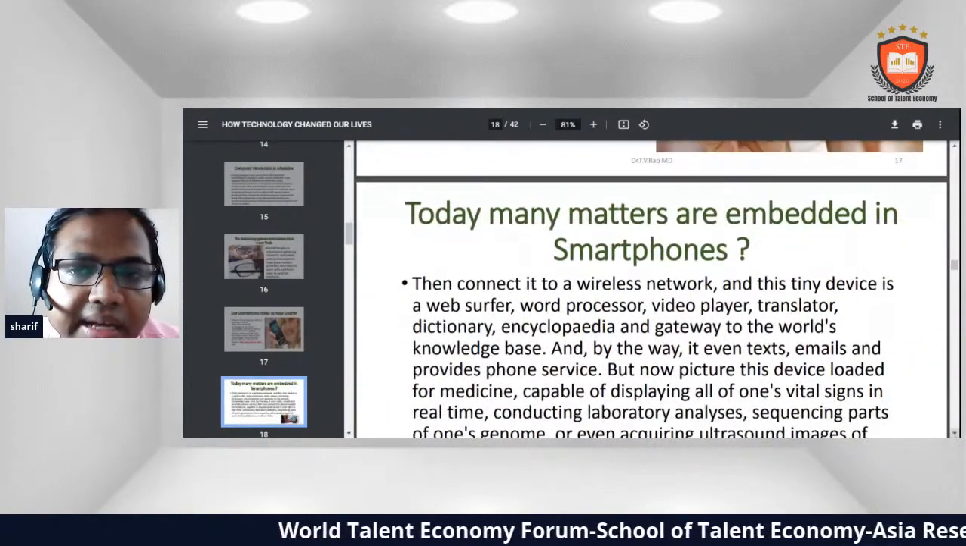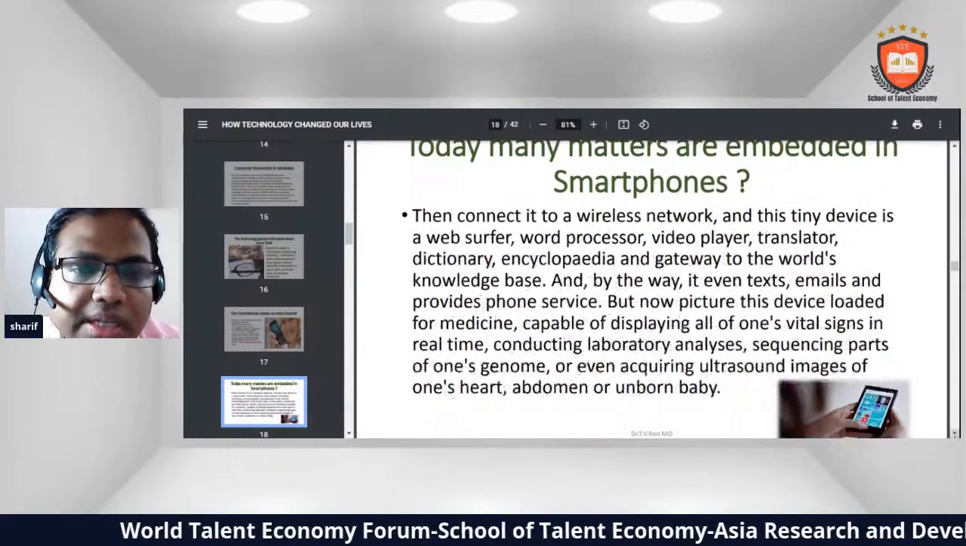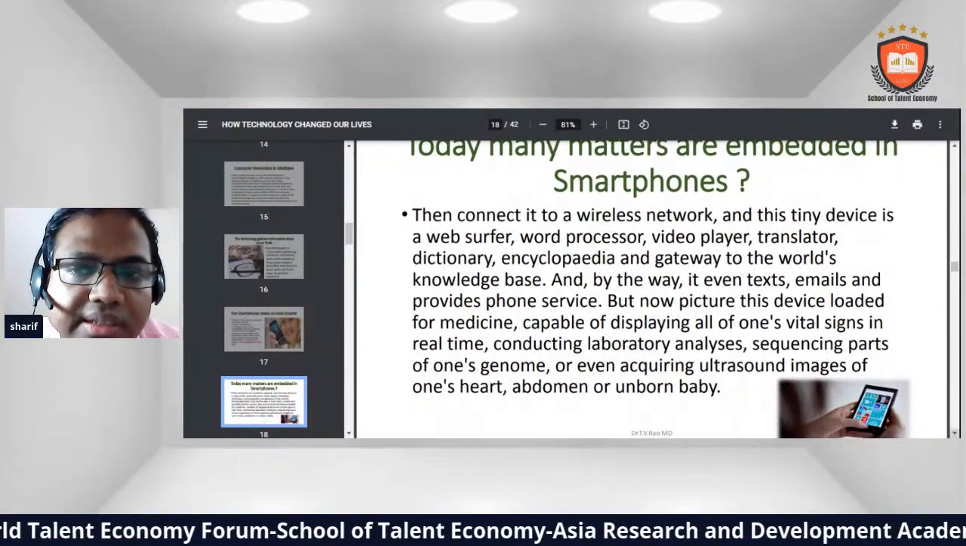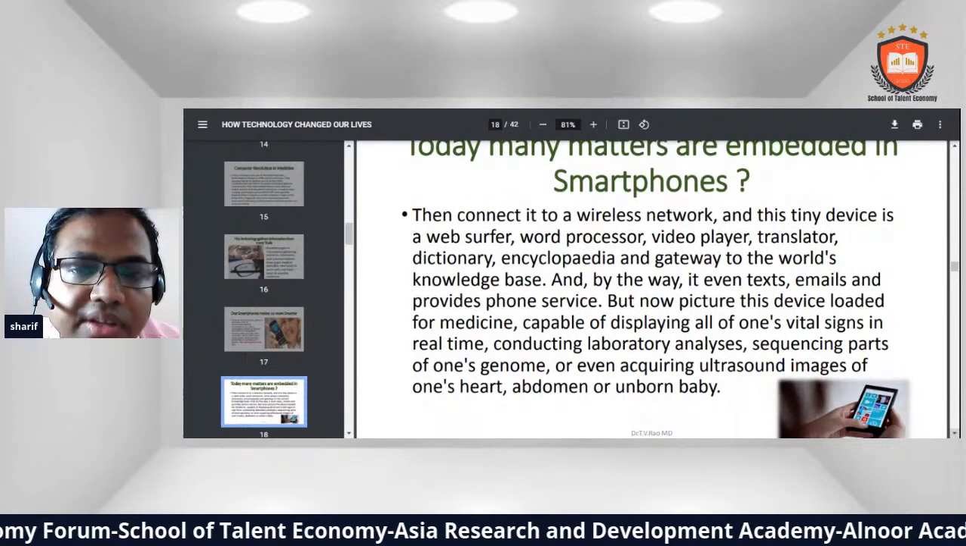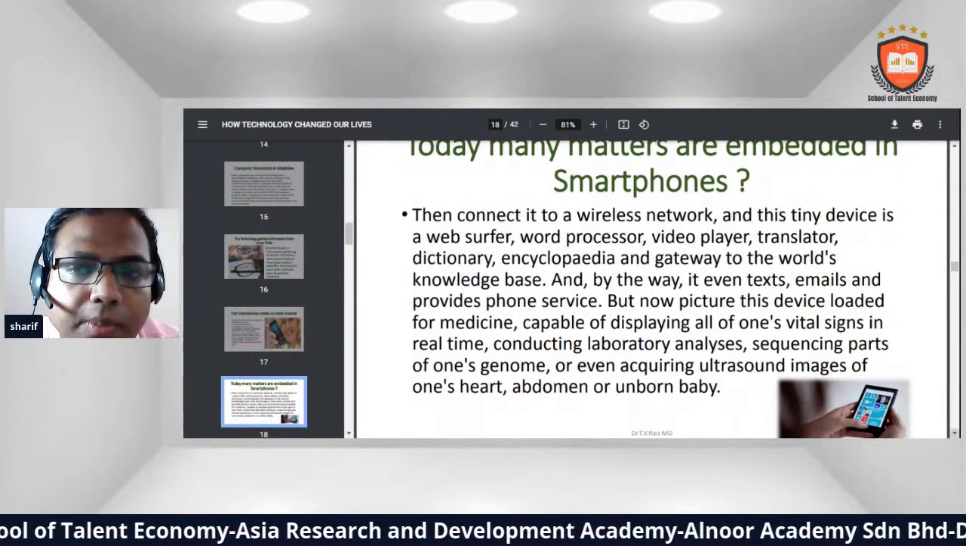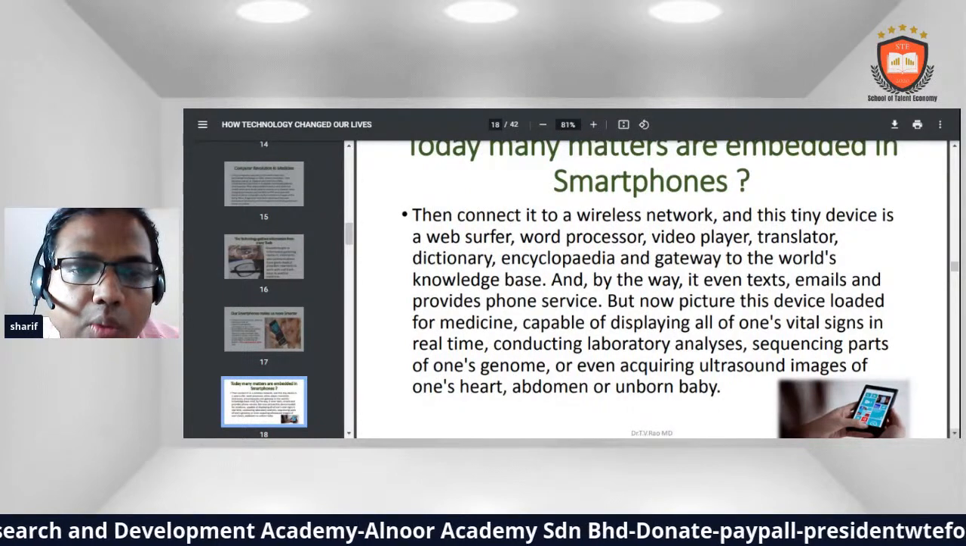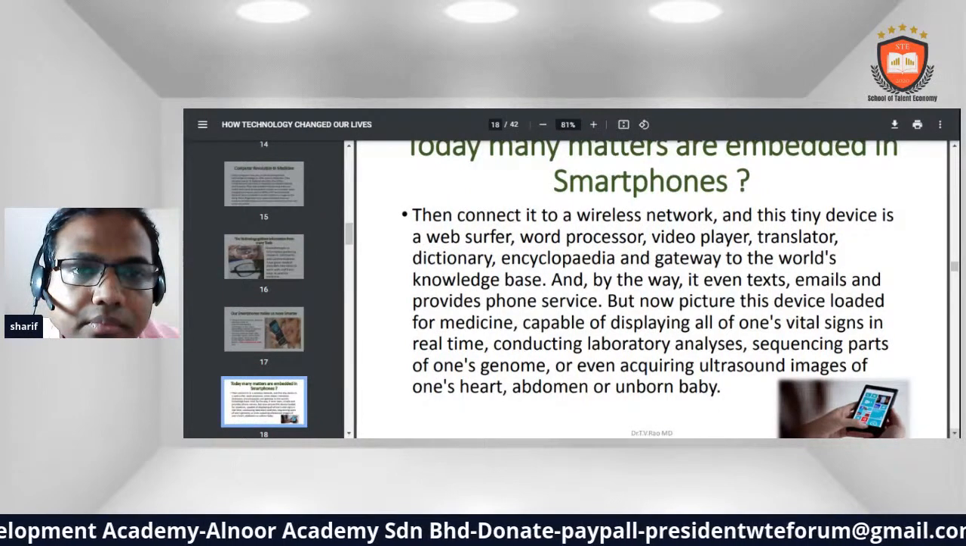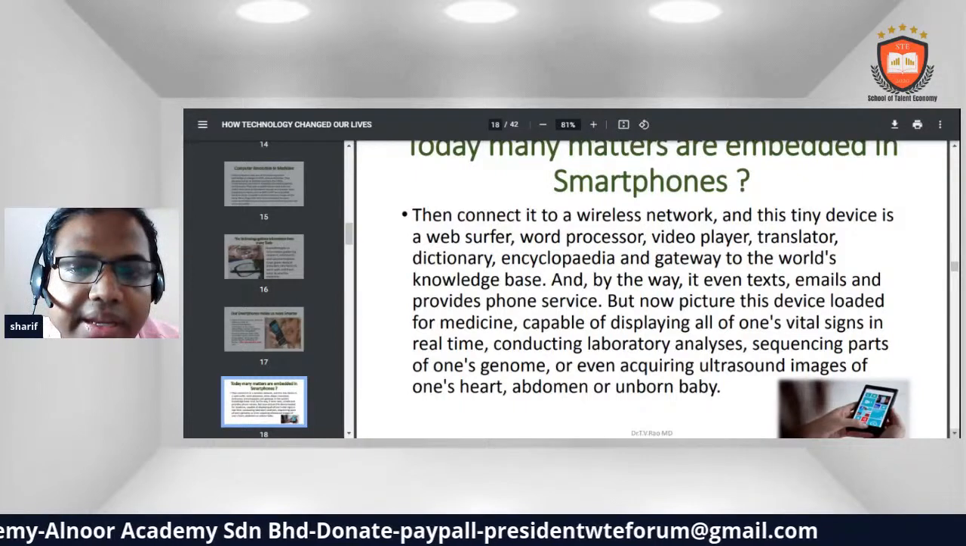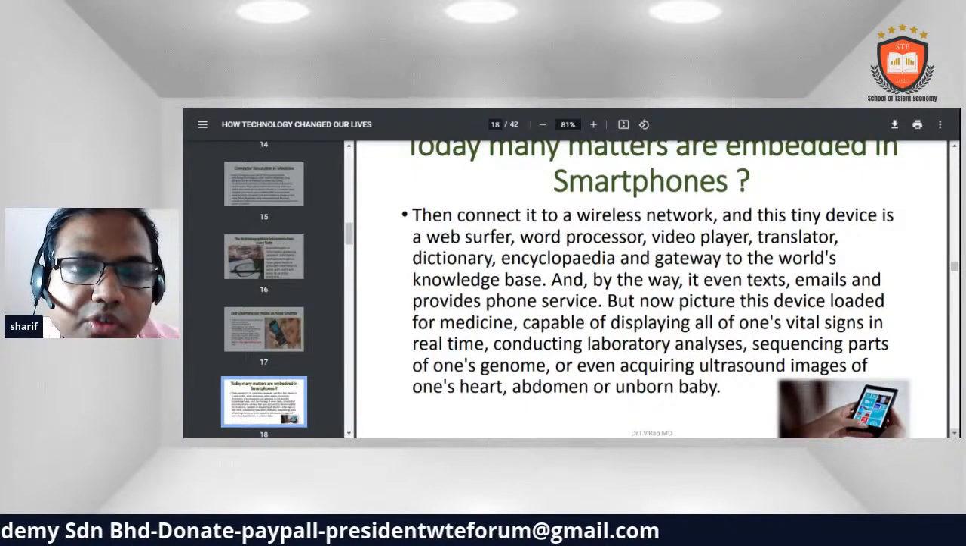Today, many microchips are embedded in the smartphone, connected to wireless networks, and these tiny devices are a web browser, word processor, video player, translator, dictionary, encyclopedia, and gateway to the world's knowledge base. And by the way, it handles text, email, and provides phone service.